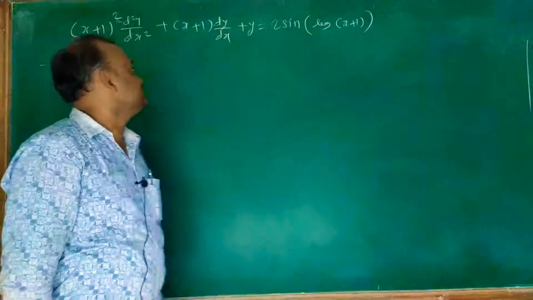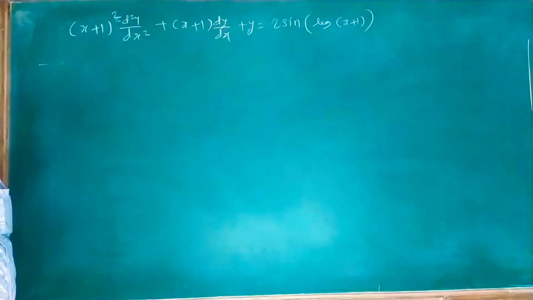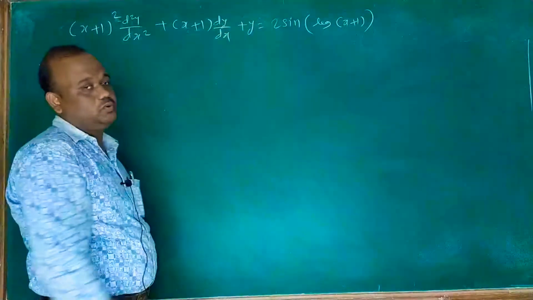So the next problem is: solve (x plus 1) whole square into d2y by dx square plus (x plus 1) dy by dx plus y is equal to 2 sine of log of (x plus 1). So this is again Legendre's differential equation. So we have to convert this Legendre differential equation to a linear differential equation with constant coefficients. So for that we have to use a substitution here.